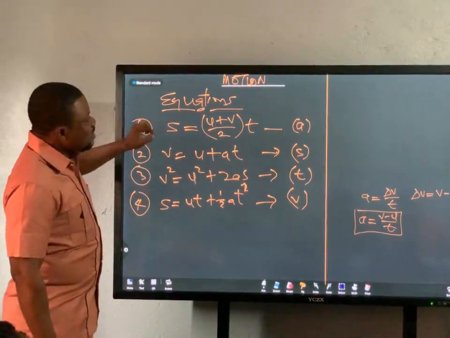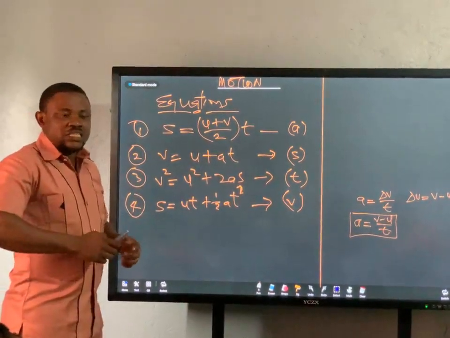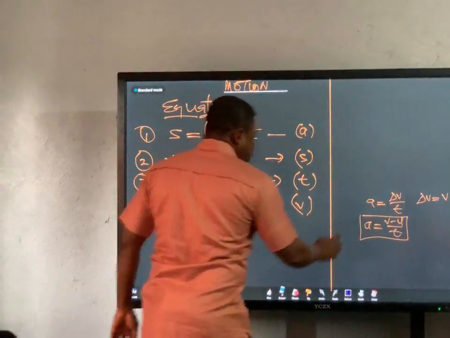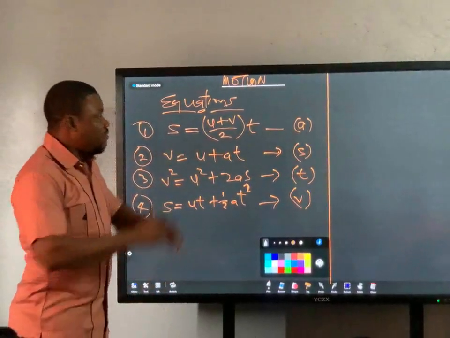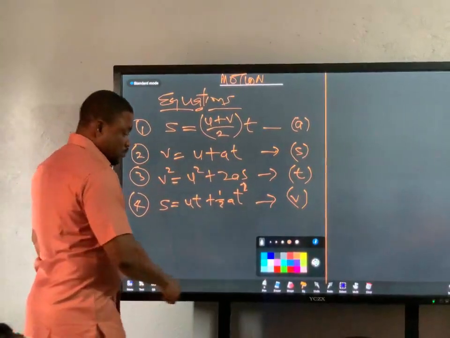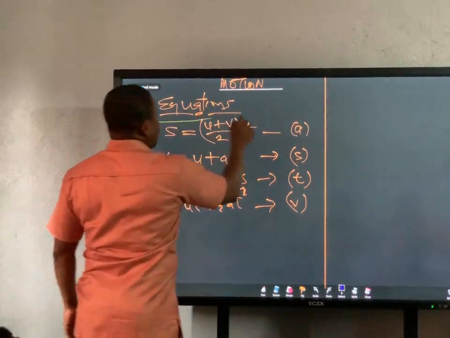Yeah. Now, these are the equations of motion. Now, what if I'm having motion that is under gravity? What motion do we call that? Motion under gravity is called vertical motion. All the motion under gravity is vertical motion.